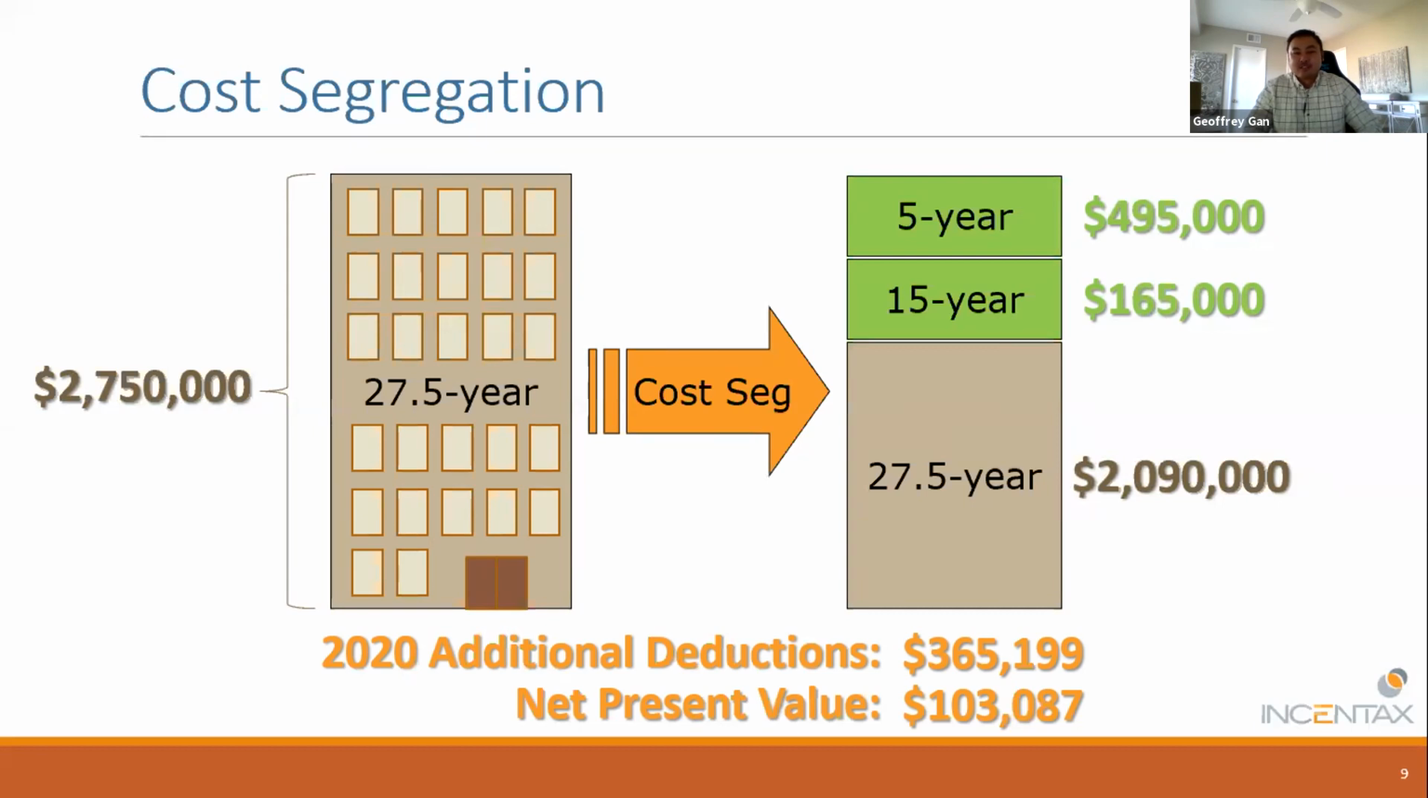What are the additional deductions based on our purchase in 2017? If we did a cost seg study this year in 2020, we would be looking at a $365,000 deduction that reduces our income by that much. And so the net present value of a cost seg study, what it's worth today to us, is about $103,000. And of course, there is a fee for cost seg studies, but it's nowhere close to that $103,000 value that you're getting.